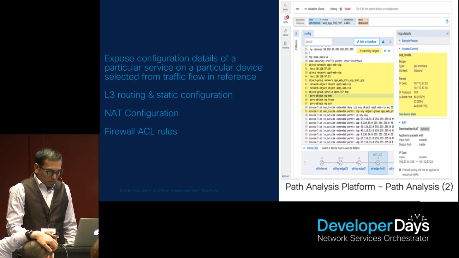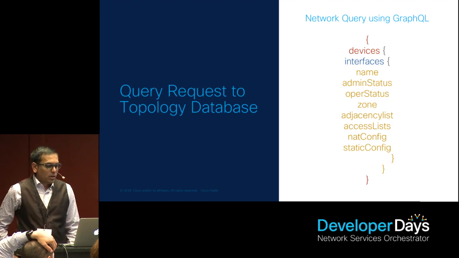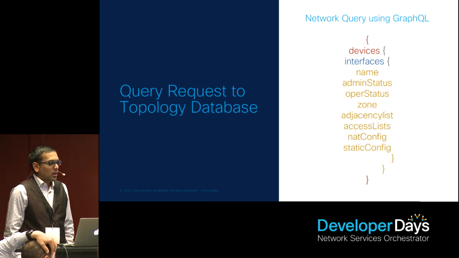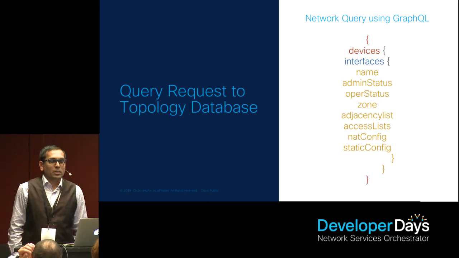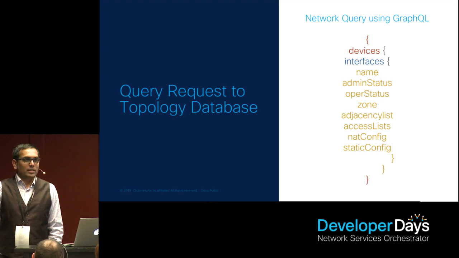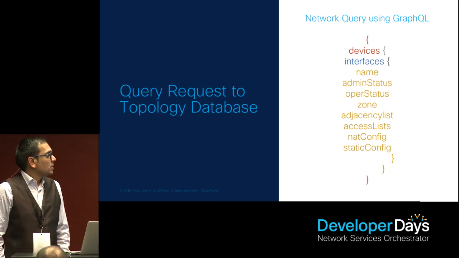So let's take a look at a sample query over the formulated topology database using GraphQL. When we started this session, we were talking about the devices, right? Like the device name or the interface name. These are the primary fields that we use as key parameters.